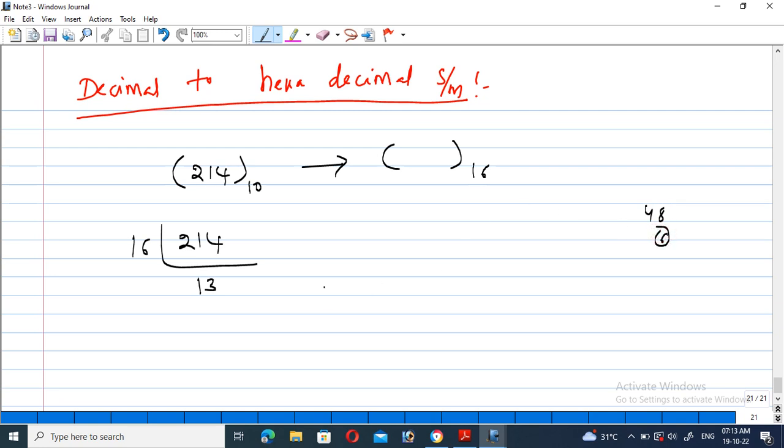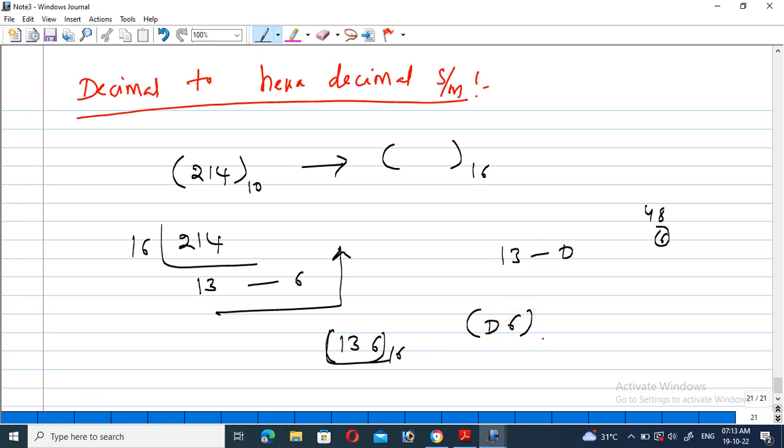Therefore we will get 6. So this is a hexadecimal number. The final value is 136 in the hexadecimal number system. So 136 is the hexadecimal, but we know that 13 is equivalent in the hexadecimal number value to D, right? So for that purpose you can represent D6, which is the hexadecimal number value.